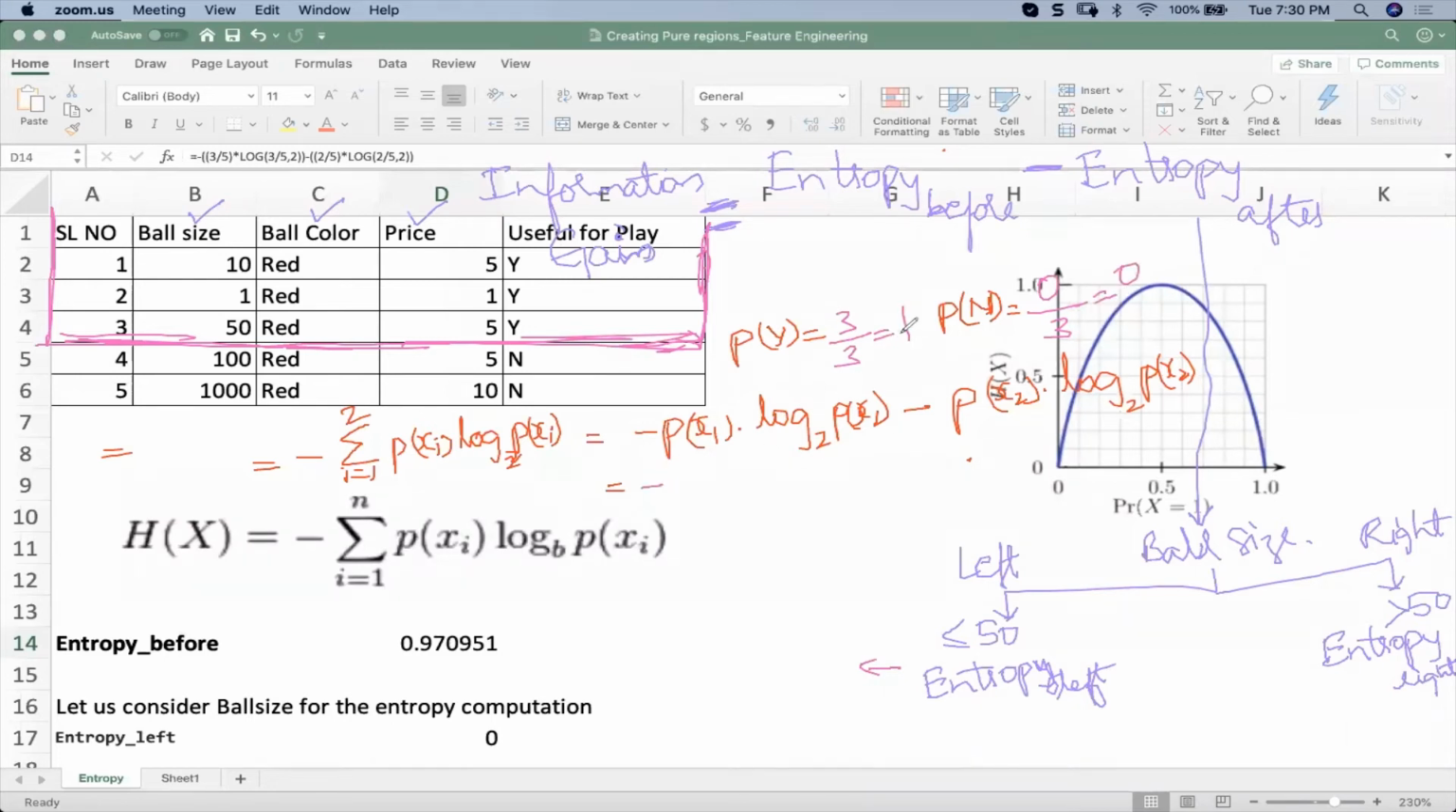So you say minus p of x1, 1 into log of 1 base 2, minus p of x2, the probability of no, which is 0, 0 into log of 0 base 2. 0 into anything is 0, and log of 1 is also 0. So you'll get overall 0. So I got entropy to the left as 0. That's what is given here. Entropy towards the left is 0. Now let's solve this for the right hand side.